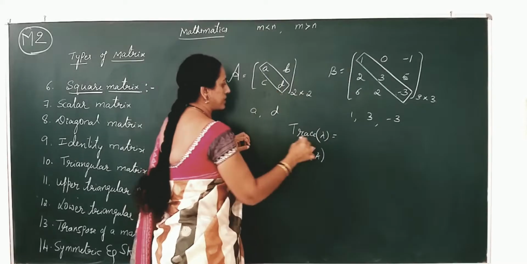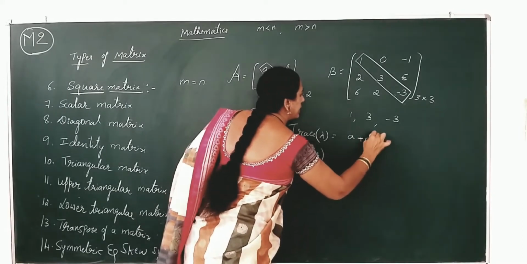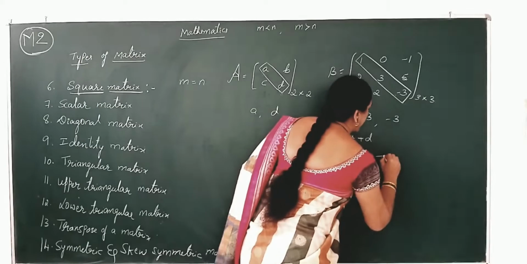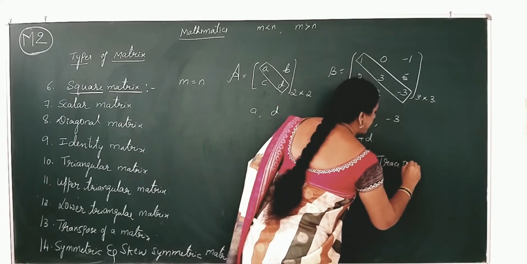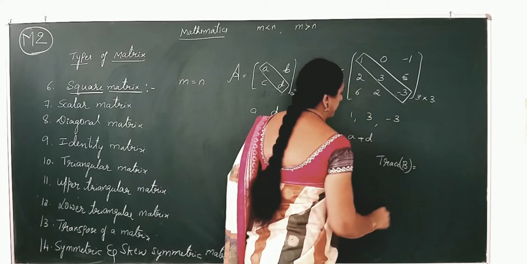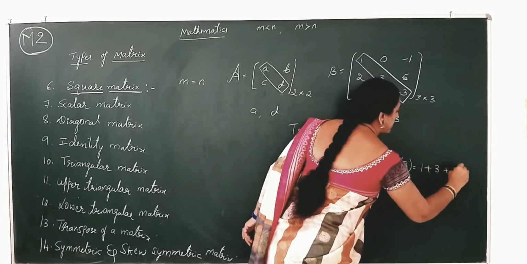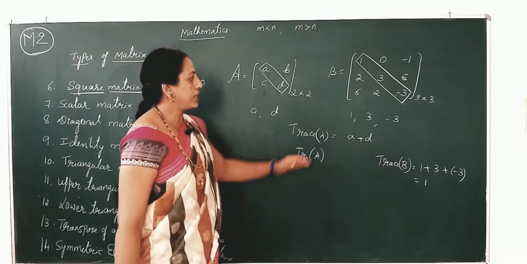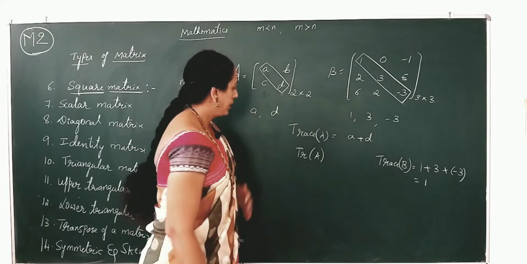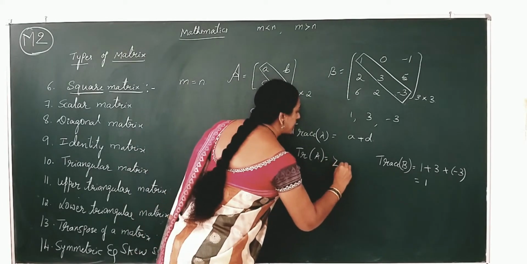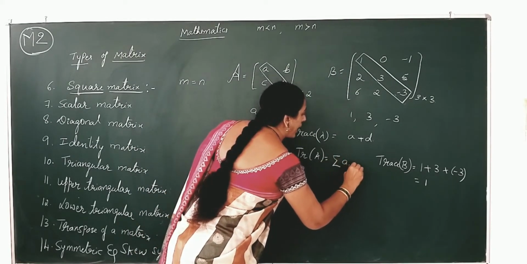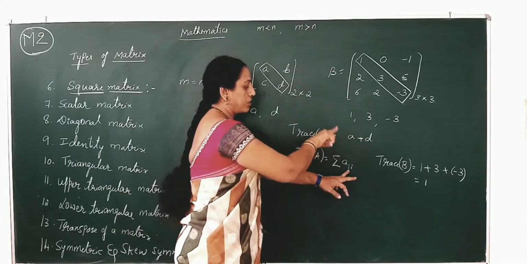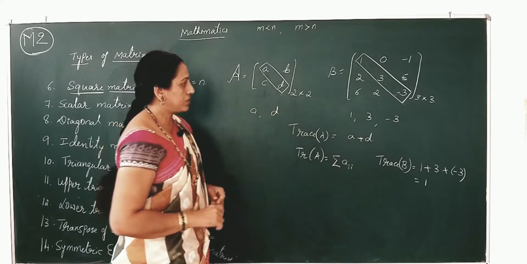So in the first example, A plus D is the trace of the first matrix. Similarly, in the second one, the trace of matrix B can be defined by 1 plus 3 plus minus 3, which is nothing more than 1. That is called the trace of the second matrix. That is also denoted by summation of Aii, where i means both rows and columns are equal. So what are the general elements?